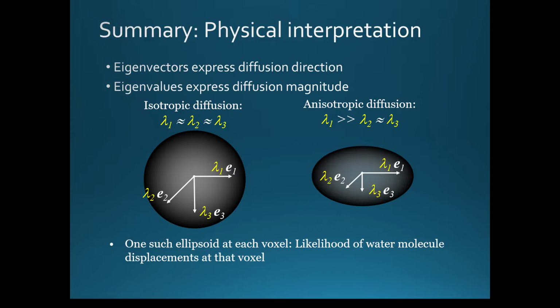But physical interpretation. So eigenvectors express diffusion direction. The values express the magnitude. So if 1, 2, and 3 are about the same, this ellipsoid is going to be roughly spherical, and that means that we can think of this ellipsoid as the likelihood of water molecule displacement at that voxel, meaning how is it going within each voxel of the brain? Is it going relatively in all directions the same, which we would expect in cerebrospinal fluid? Right in the middle in those lateral ventricles or around the brain, that water, there's really not much to impede diffusion. So it could be spherical, but if we're in the gray matter, there's a little bit of restriction. If we're in the white matter, there's more restriction. And so we're going to tend to have a primary direction.